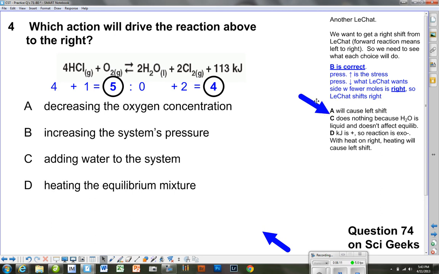Okay, and A is going to cause a left shift. Work that out in your mind, or on paper, even better, so you're getting practice on that as well. C does nothing because water is a liquid and doesn't affect the equilibrium. We can add all the water we want, it won't change a thing. And D, the kilojoules is positive, so the reaction is exo, and with heat on the right, when we heat things up, Le Chat wants to go to a left shift. And that's how that little dude works.